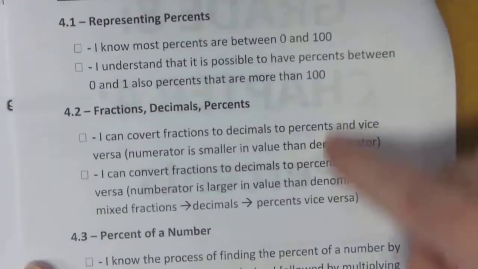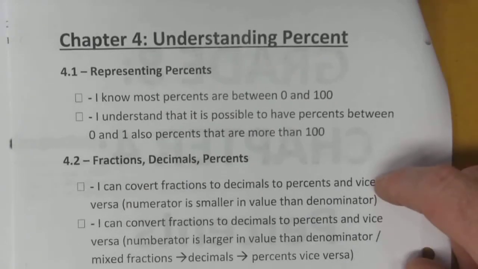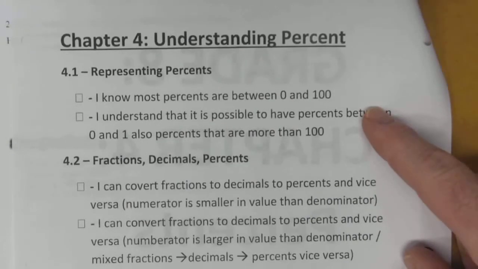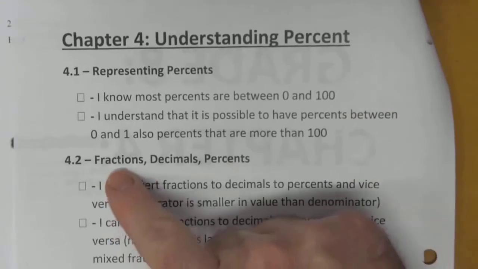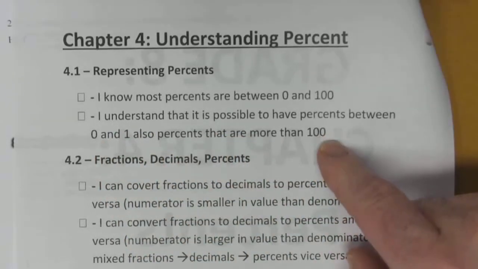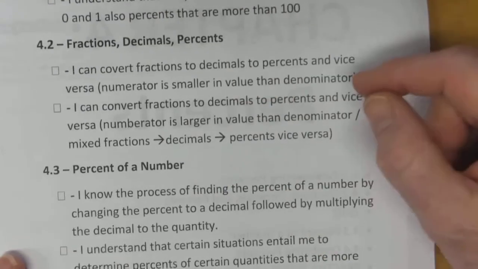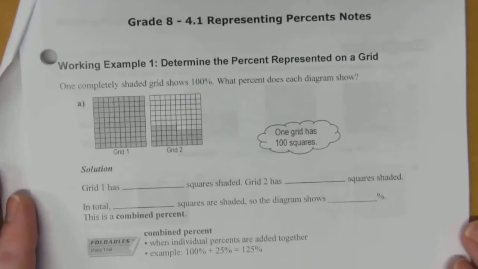Once again, some of the key concepts throughout the chapter are things that you need to be able to understand. For 4.1, you need to know that most percents are between 0 and 100, but that it is possible to have percents between 0 and 1, so fractions of a percent, and also percents that are more than 100. Commonly you hear the phrase 110%. Well, 110% is legitimate, you can have that. And then for the other sections, there are concepts here as well. But today, 4.1, representing percents.